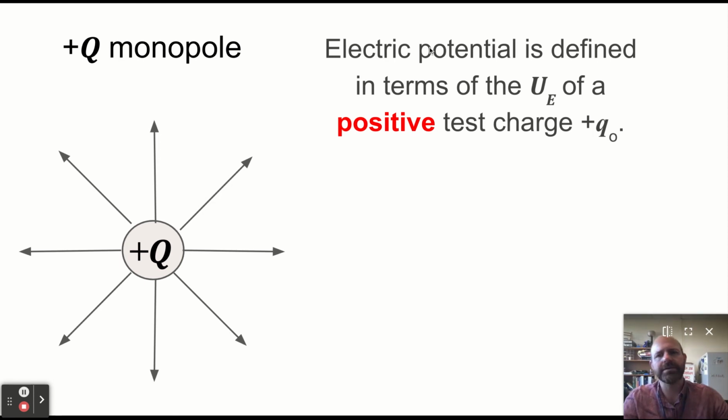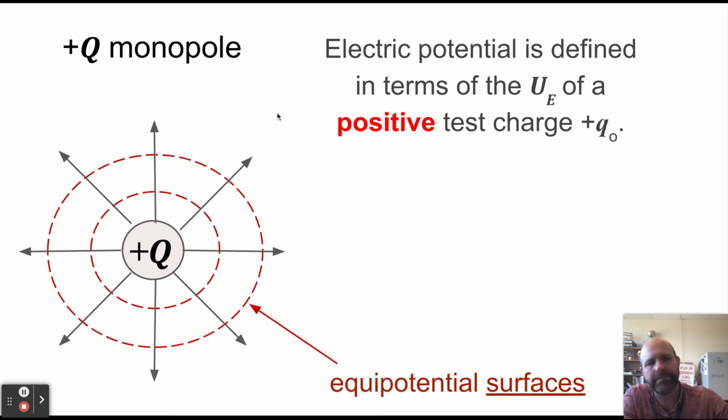So we can think about field and potentials by looking at a monopole, a single charged particle, say a positive Q. We already know that the electric field line should be radially outward, right, getting weaker by 1 over r squared as it goes. So electric potential can be thought of as bringing in a positive test charge, seeing what the potential energy is, and then dividing out the q naught. And so we can figure out, in these concentric circles, they're actually spherical shells around this, we have what we call equipotential surfaces, places where the potential energy for a given charge would be the same.